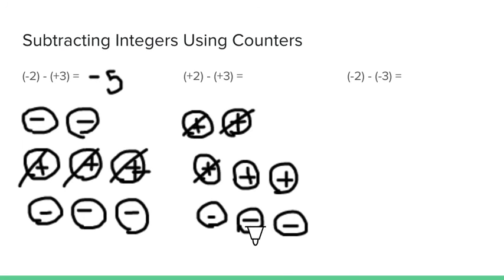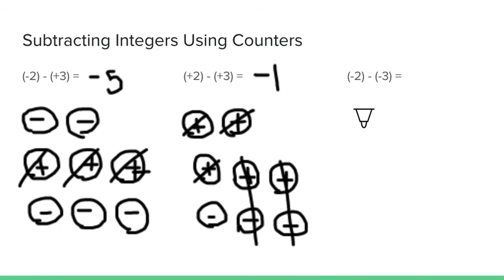However, remember what I told you guys, whenever you're left with counters of the opposite symbol, you have to make matching pairs and cancel them out. So I have 1 pair of positive and negative that I can cancel out, and a second pair of positive and negative that I can cancel out. Now I got to look at what I'm left with. In this case, I'm only left with a single negative counter, so my answer is -1.